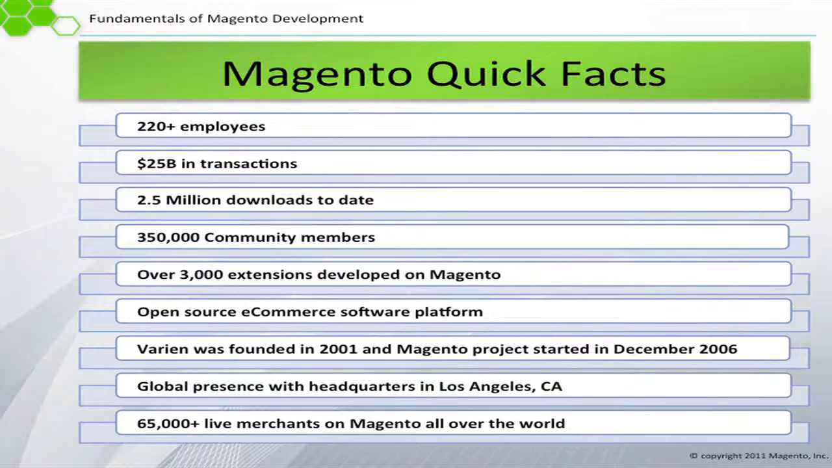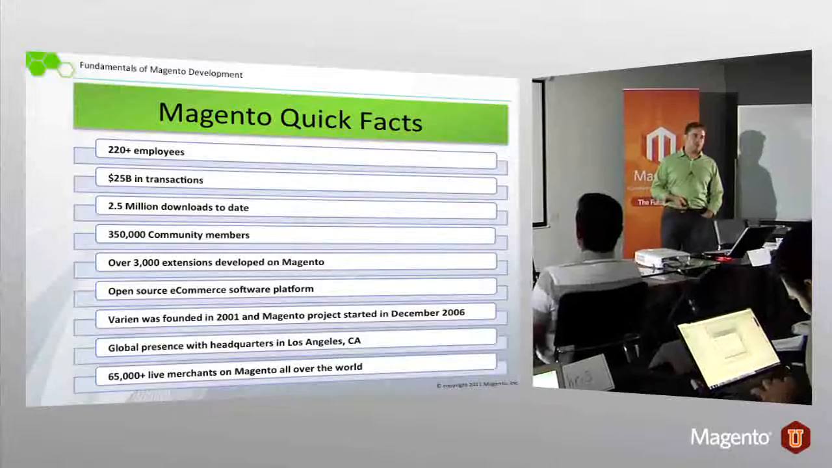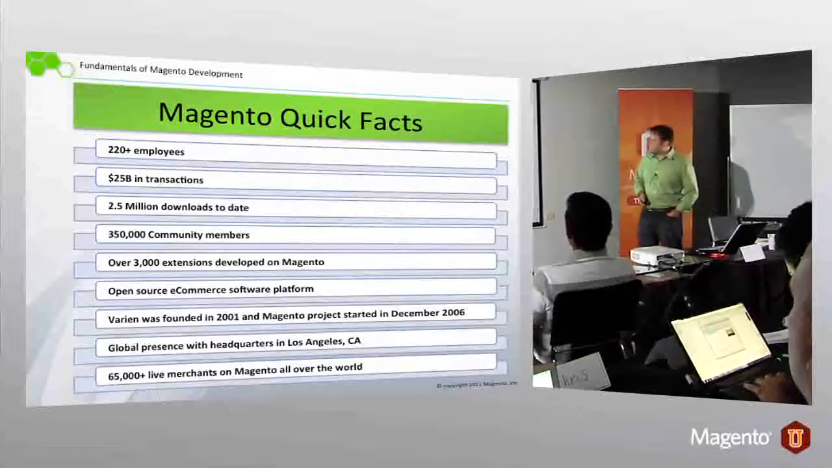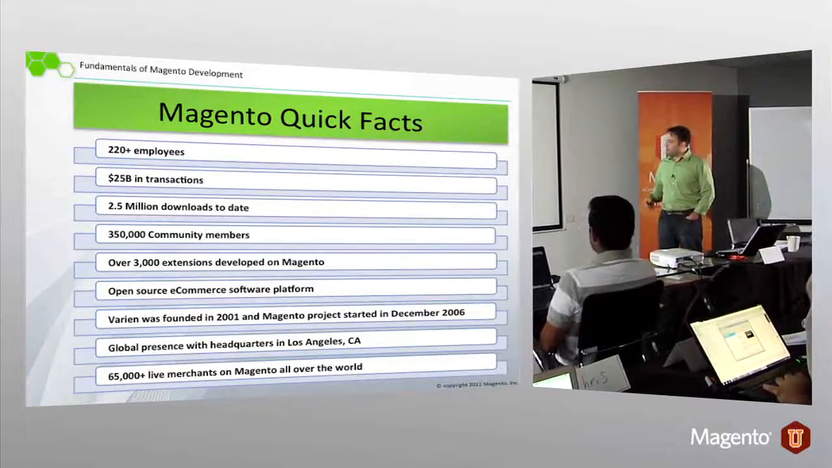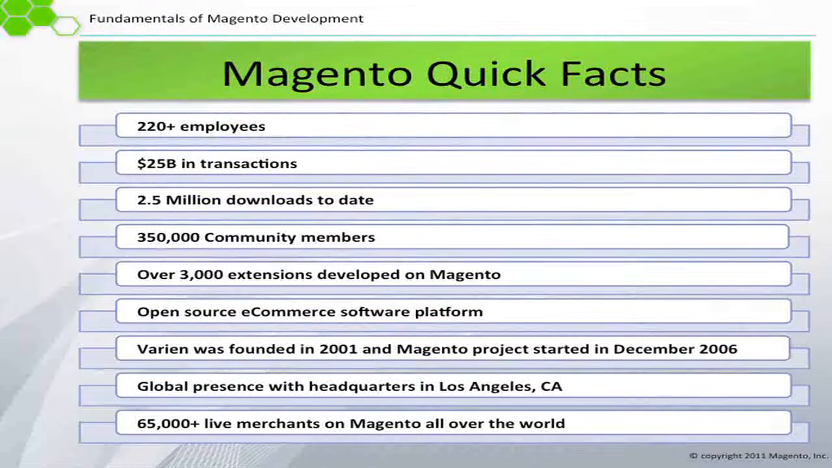Some quick facts about Magento. I can't actually keep this slide updated enough. Magento is growing and growing and growing. Over 200 employees. I'm pretty sure well over 25 billion in transactions. Millions and millions of downloads. The community, I'm sure you know, is large and vocal. Magento started out as Varien and has since become Magento Incorporated. And yeah, we're right here at the global headquarters in Los Angeles.